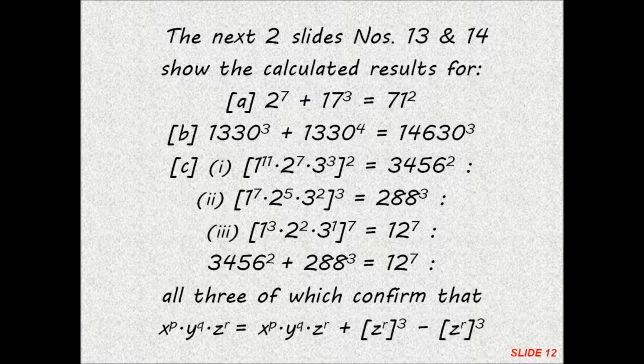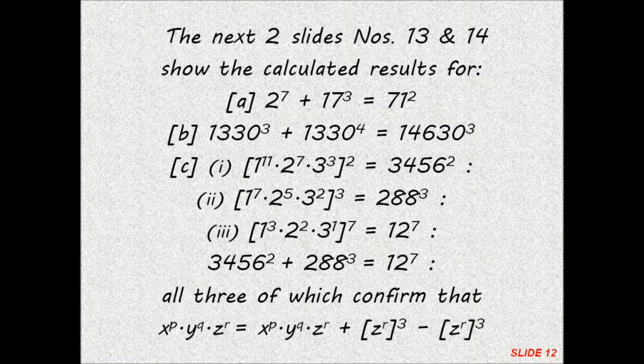The next two slides, numbers 13 and 14, show that the calculated results for A, 2 to the power 7 plus 17 cubed equals 71 squared. B, 1330 cubed plus 1330 to the power 4 is equal to 14630 cubed. C, 3456 squared plus 288 cubed equals 12 to the power 7.